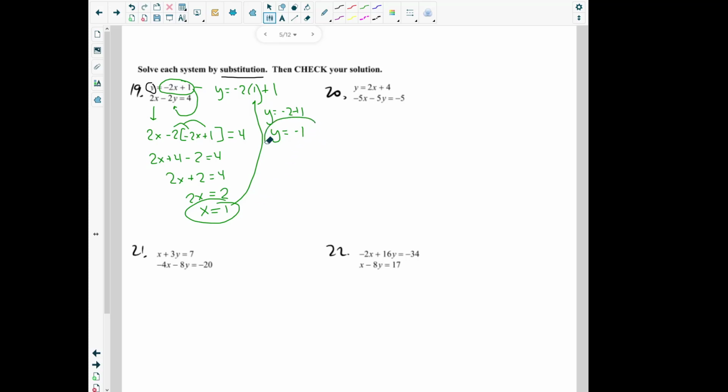So the final answer is actually a point, because when they're saying solve the system by substitution, they're saying solve the intersection of these two lines. And so the final answer is 1, negative 1. It's a point. That's the point of intersection.